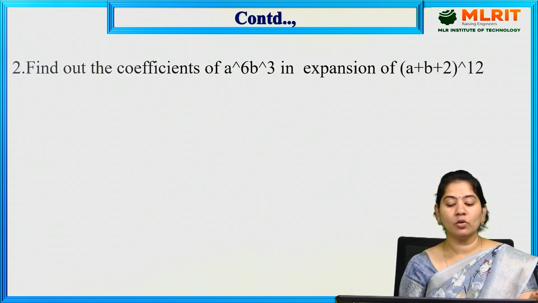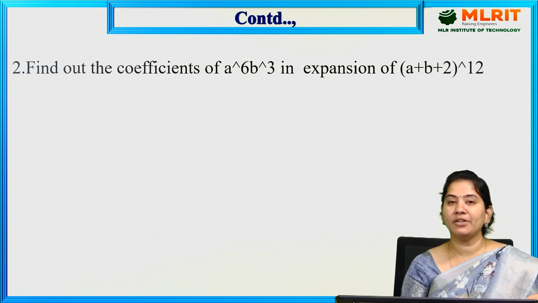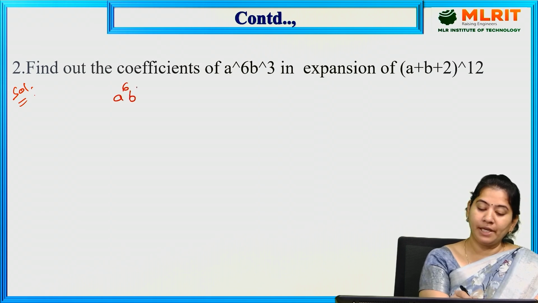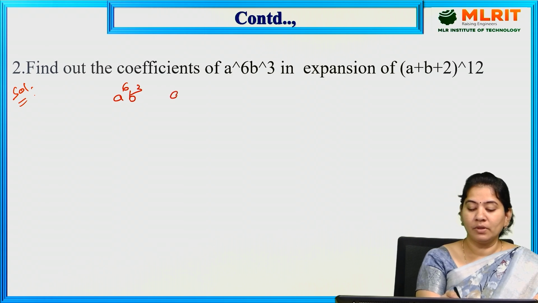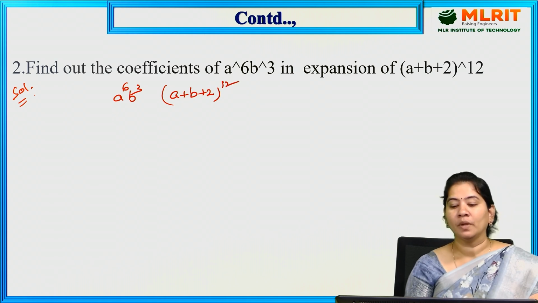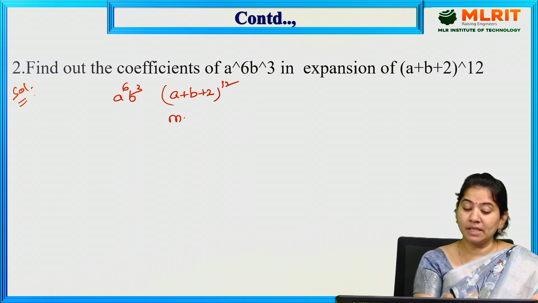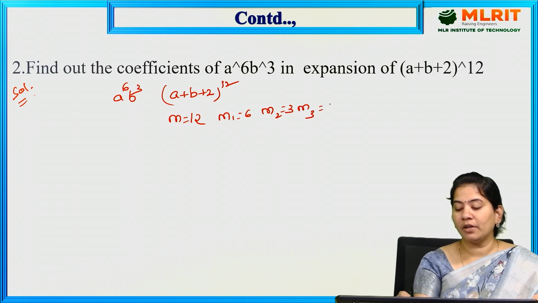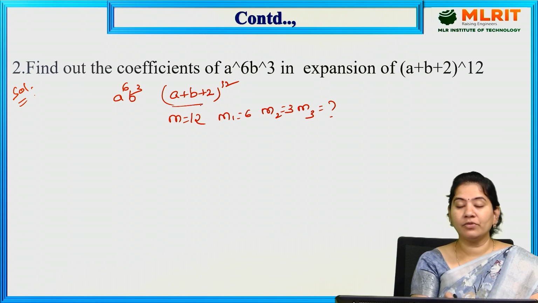Next, we have: find the coefficient of a^6 b^3 in the expansion of (a + b + 2) whole power 12. So if you write the question, you need to find the coefficient of a power 6, b cube in (a + b + 2) whole power 12. Now if you observe, n is equal to 12 and n1 is equal to 6, n2 is equal to 3, and we don't know n3. We need n3 because we have 3 places, but we don't know the third variable's value.